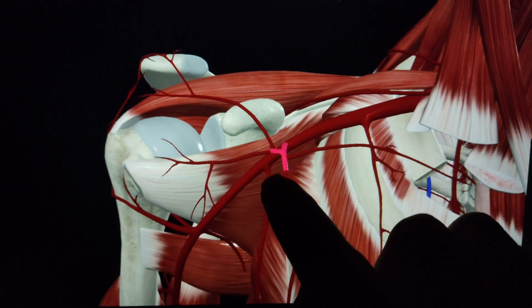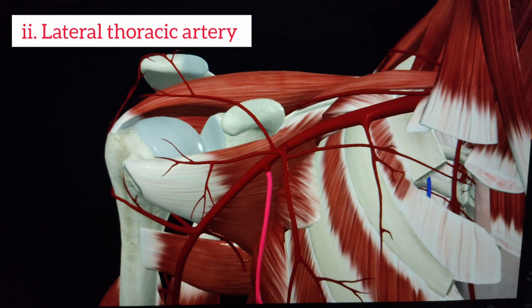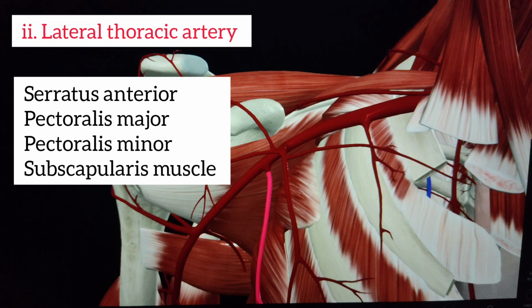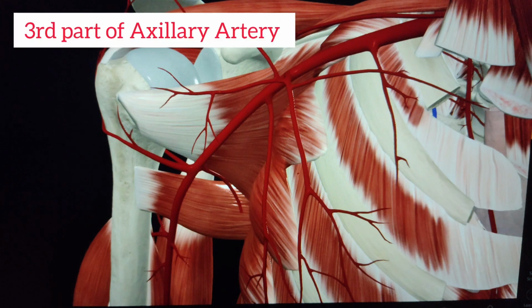Now students, the second branch from the second part of the axillary artery is the lateral thoracic artery. Students, this artery supplies the serratus anterior muscle, the pectoralis major and minor muscles, and the subscapularis muscle. Now students, moving toward the third part of the axillary artery.